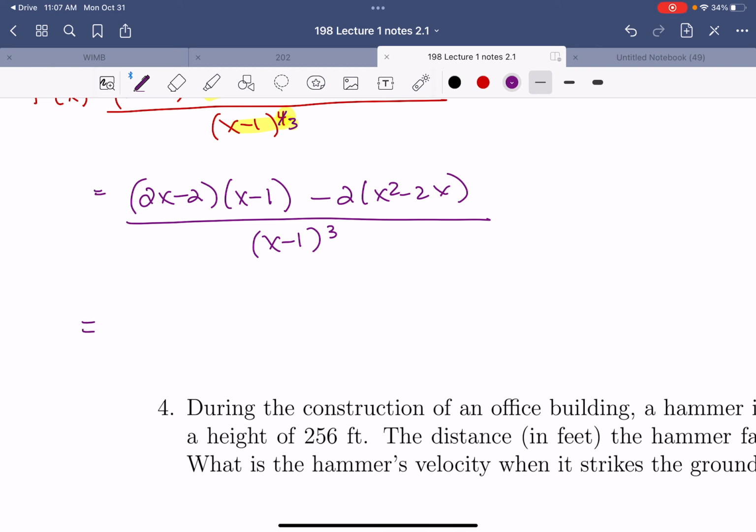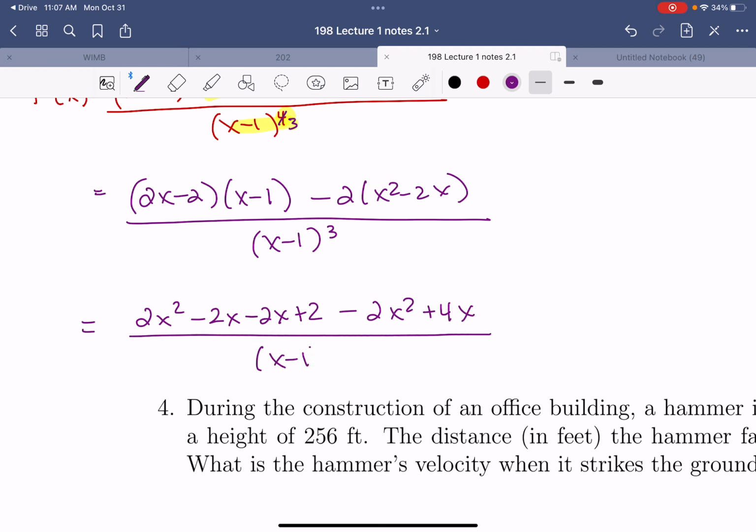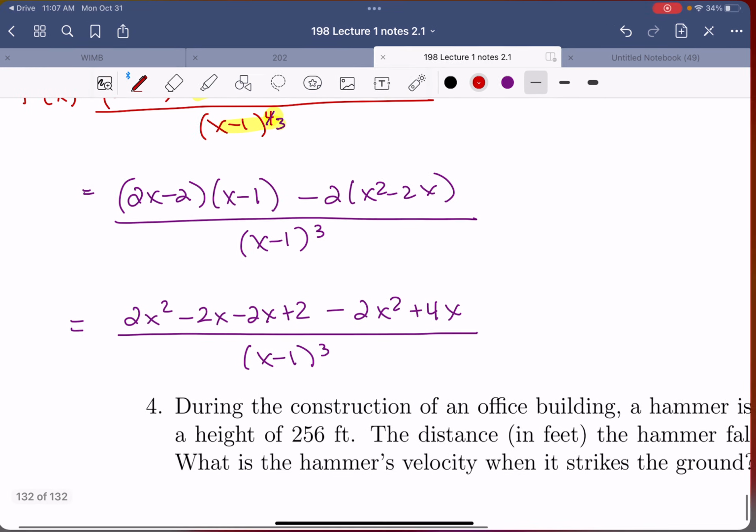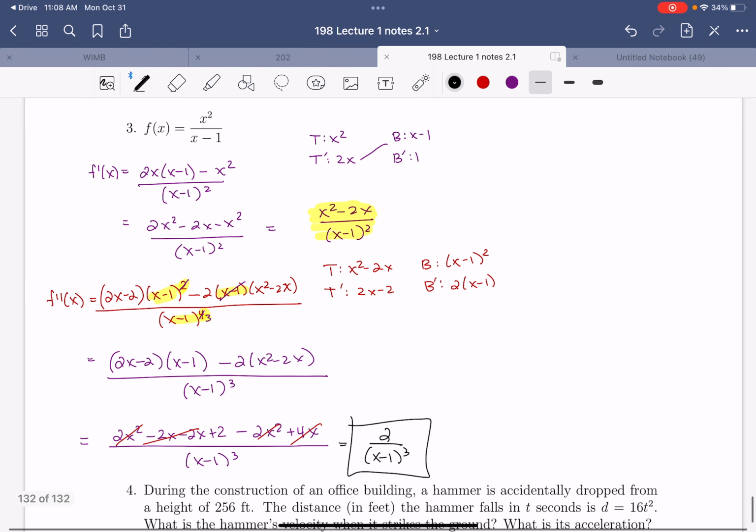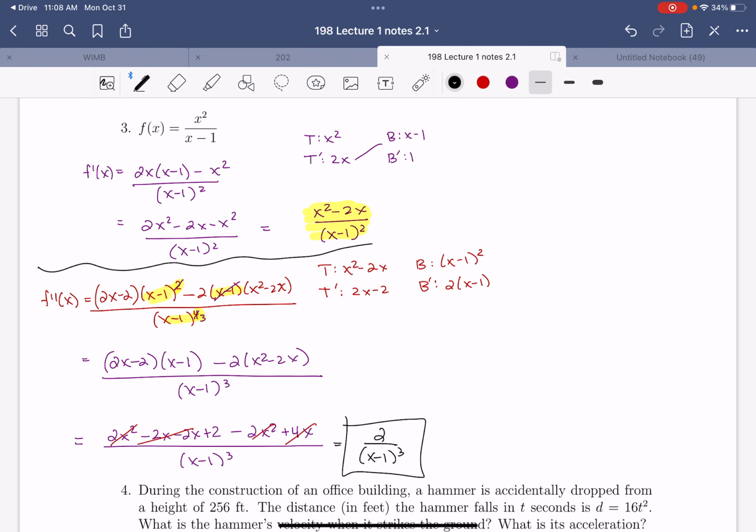From here, we're going to distribute everything. So 2x squared minus 2x minus 2x plus 2 minus 2x squared plus 4x, all over (x minus 1) cubed. And take a look at this. Here we go. The 2x squareds cancel. The 2x and 4x combine. And I'm left with just the final answer of 2 over (x minus 1) cubed as my second derivative. Okay, so 2 chain rules to get my 2 different derivatives. Be sure to label them properly.